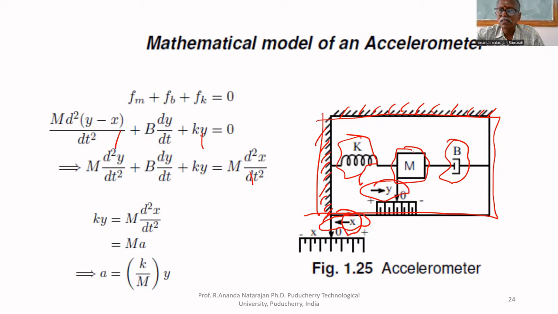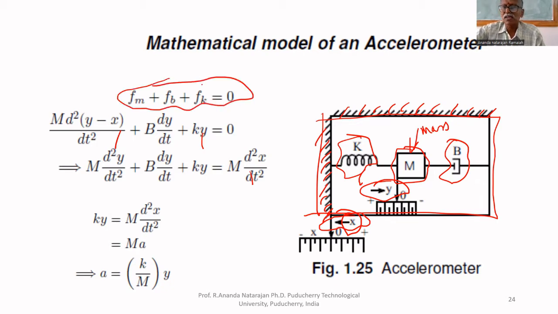This y is the displacement of this mass, because this mass is loosely fitted. One side is a spring, the other side a dashpot. It is not rigidly fitted to the mass box. It is loosely fitted to the box, that's why it can move. The displacement is y. Now we will write the mathematical model, from which we can understand the acceleration.